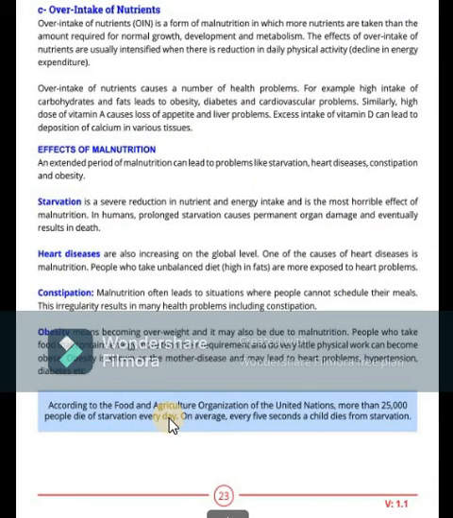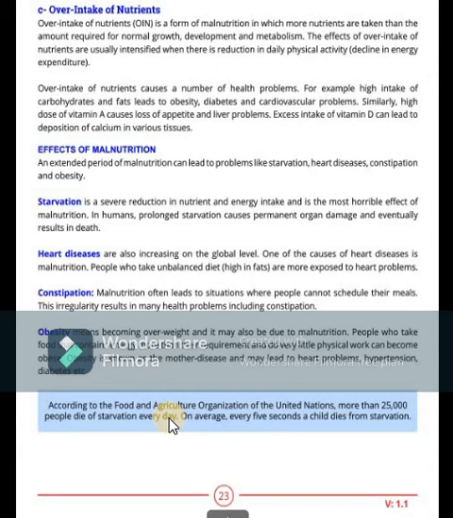The last one is over intake of nutrients. Over intake of nutrients is the form of malnutrition in which more nutrients are taken than the amount required for normal growth, development and metabolism. The effects of over intake of nutrients are usually intensified when there is a reduction in daily physical activity. If you are consuming more nutrients, then there should be equal physical activity as well.